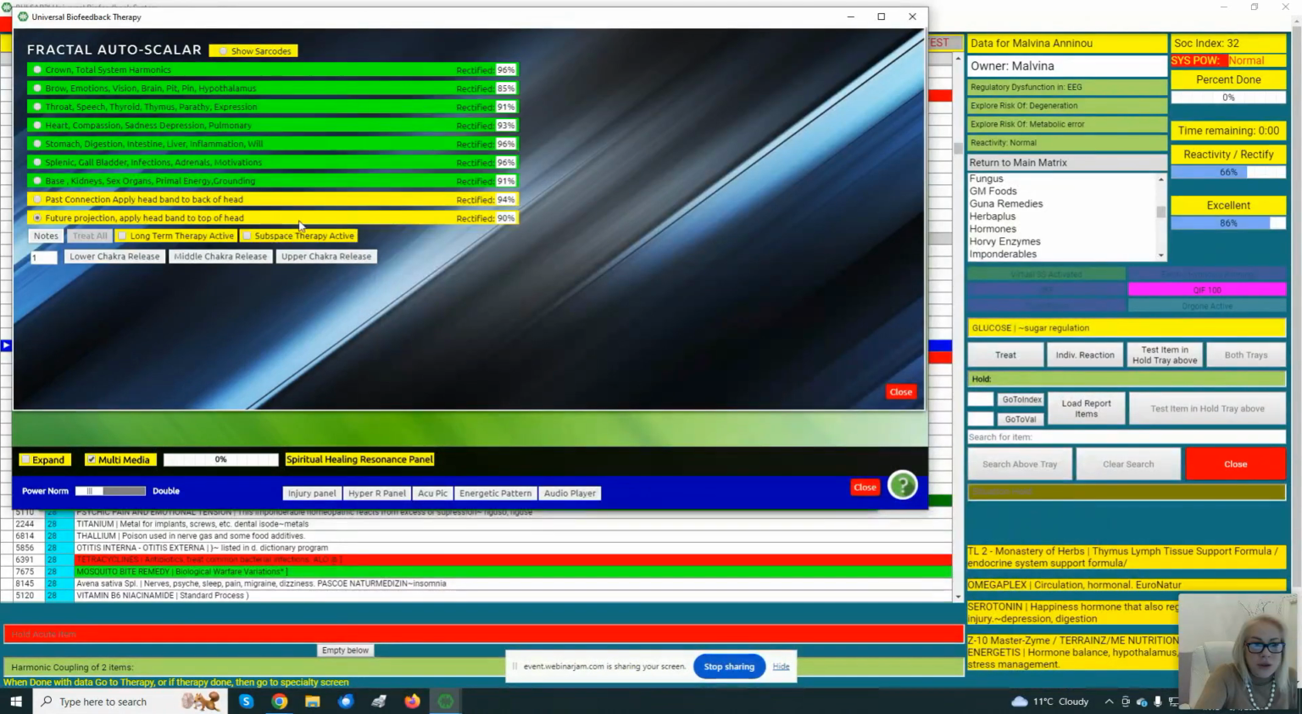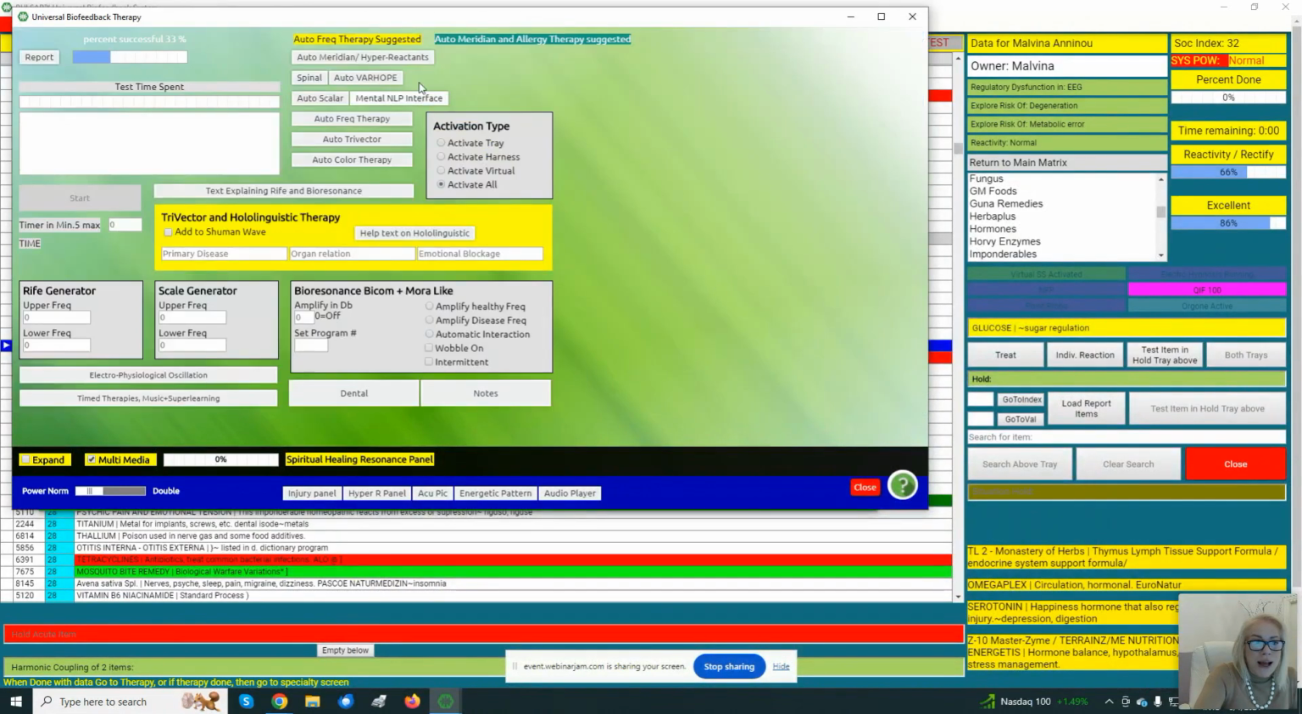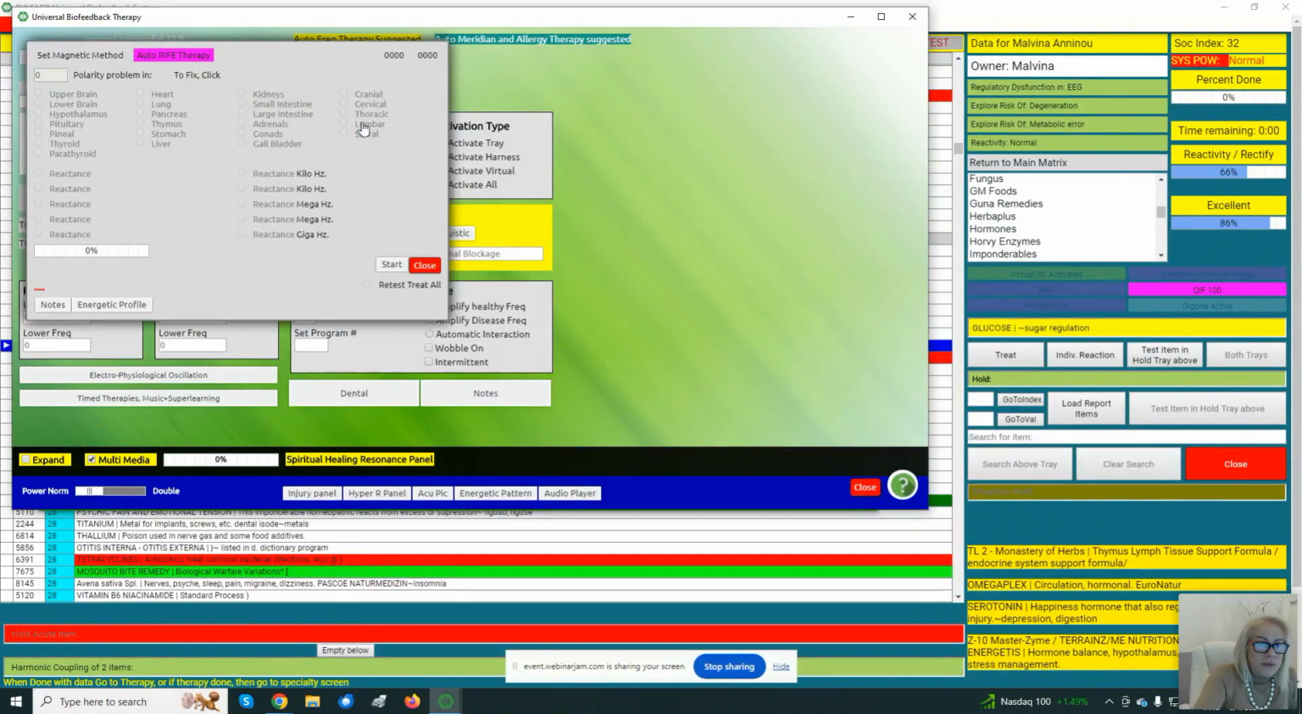And 90. Great. I didn't do the auto frequency therapy, because I want to show you other things. This is the auto rife, which is really good, and it would be interesting to see which ones are not corrected, where there is a polarity problem, it'll show us.